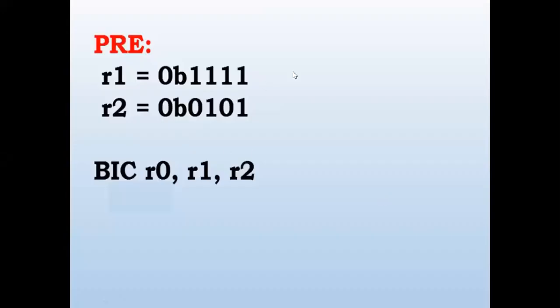And bit clear. Bit clear is one of the important instructions. Suppose R1 is in binary all ones, and R2 is in binary 0101. If it is 1 here, it will clear this bit, that means it will make this bit 0. If it is 0 here, it will not change this bit. Here it is 1, so it will clear this bit to 0. Here it is 0, so it will not change this bit.